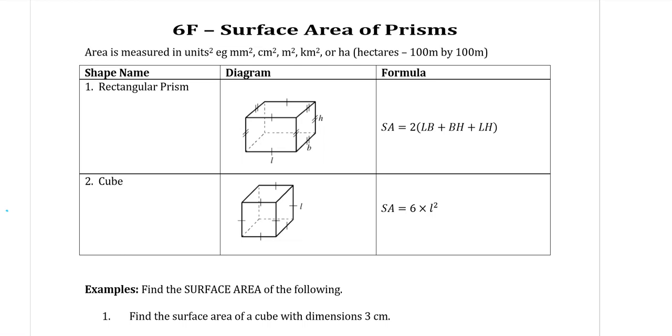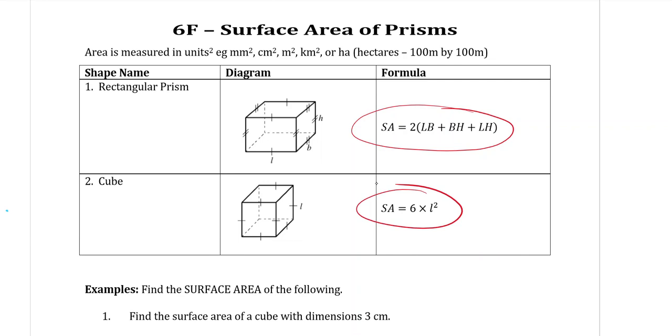We have a rectangular prism, which is 2 lots of LB plus BH plus LH. Now, don't let yourself get too worried about the order of those three little rectangles. The LB, the BH, and the LH are the three different sized rectangles that you have going around that rectangular prism. But I'll show you how to label those. The surface area of a cube has 6 faces and all of them are squares. So if the area of a square is L squared, we just want to times that by 6 because we have 6 squares. Okay, so they're the formulas.